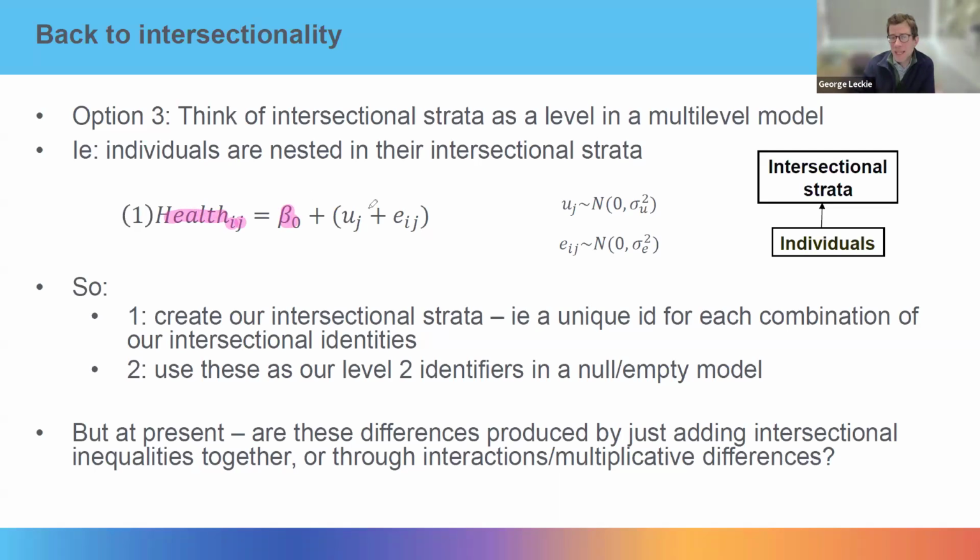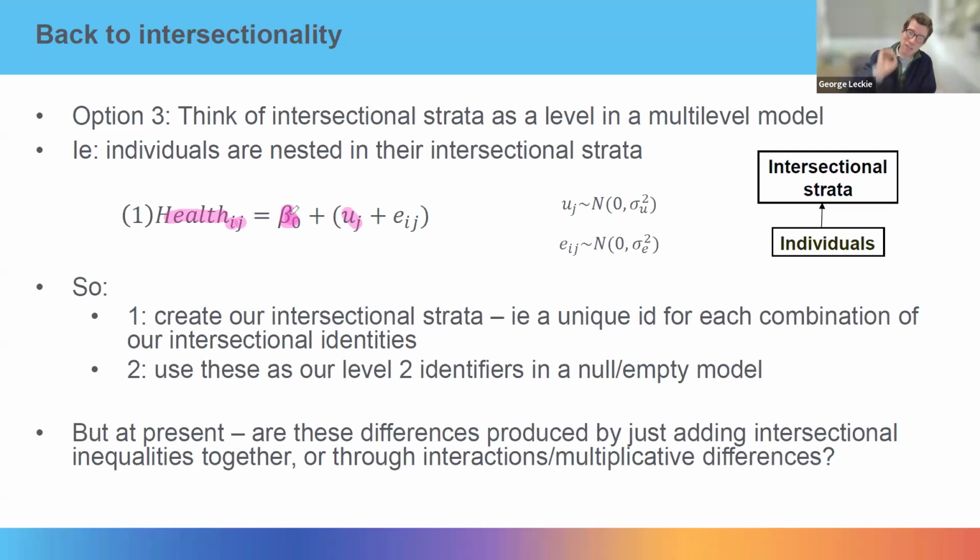And then we're going to have the random part of the model. We've got u_j, which is a random effect that captures how the mean outcome for each and every intersection j deviates from the overall average beta 0. So for some intersections, people have better health than the overall average. For other intersections, defined by different combinations of social identities, individuals just have lower health than average. And we're interested in those differences in average health across the intersections. Those are the inequalities of interest.